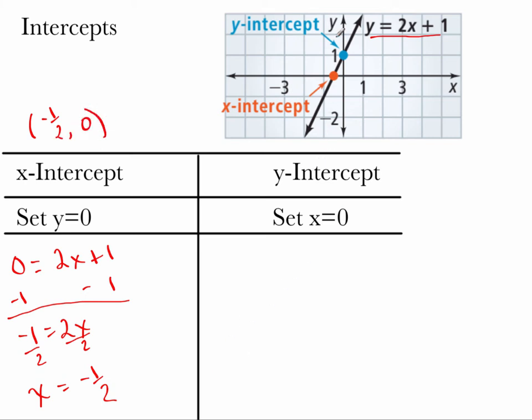The y-intercept is where the curve crosses the y-axis, or when x is equal to 0. So to find the y-intercept, you set x equal to 0. So again, I have my function, y is 2x plus 1. Everywhere I have an x, I'm going to put in 0. So y is 2 times 0 plus 1. Well, 2 times 0 is 0. So the y-intercept in this case is when x is 0 and y is 1.